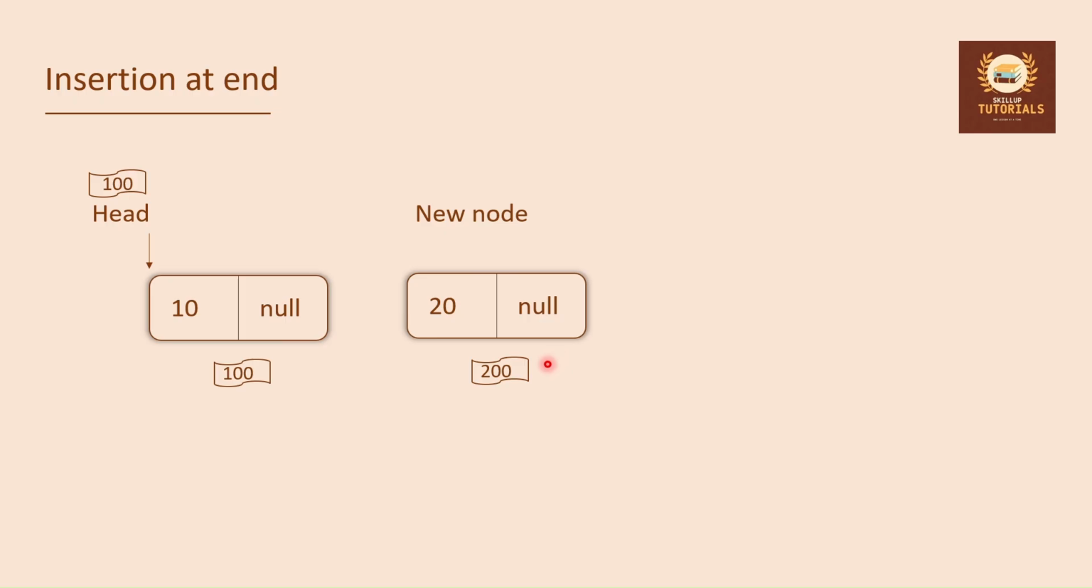So after this, we will check it here. If temp dot next equal to null, if it is null, we will insert it here. This is how we can do. Now let's come in here, and we want to insert it here. That means this null value will become 200. So this value will be linked. This is very easy. I will explain this more in code.